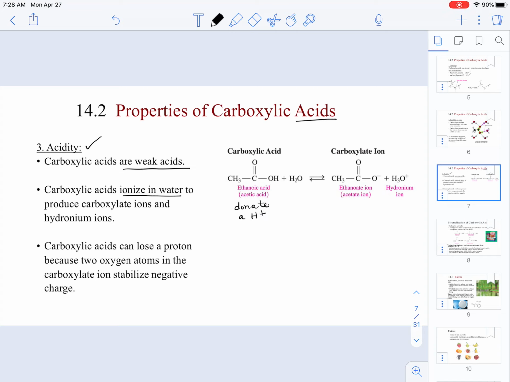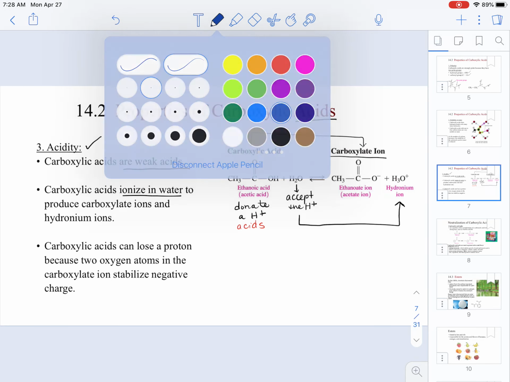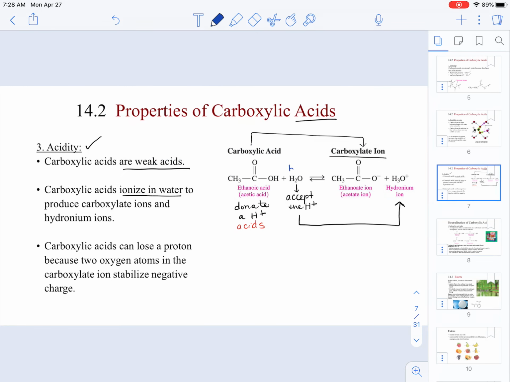a proton, and the water molecule is going to accept the proton. That's why in the products of the reaction you can see that water form its conjugate acid, which is going to be hydronium, and the carboxylic acid is going to make what is called a carboxylate ion, which is going to be its conjugate base. So again, if we label these, carboxylic acids act as acids, and in the presence of water, water is going to be the base.